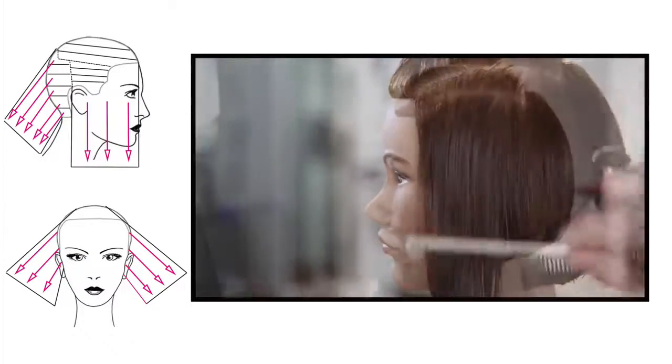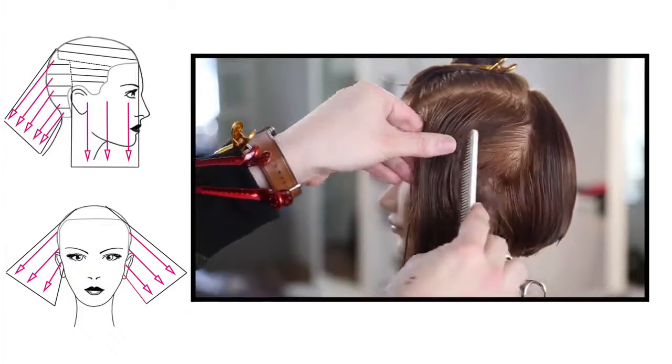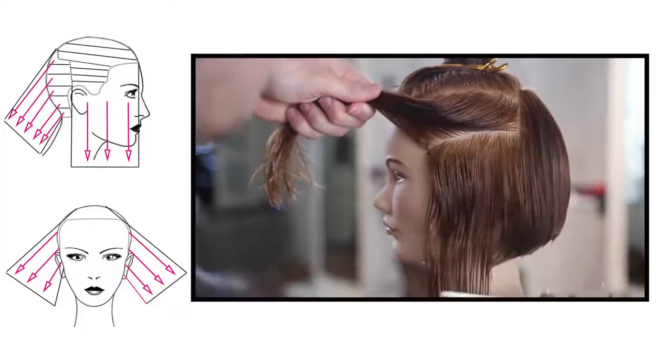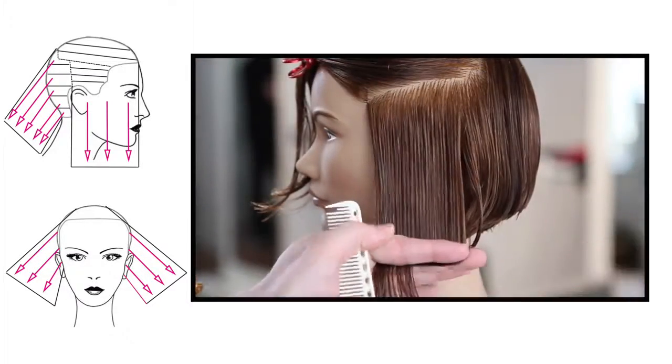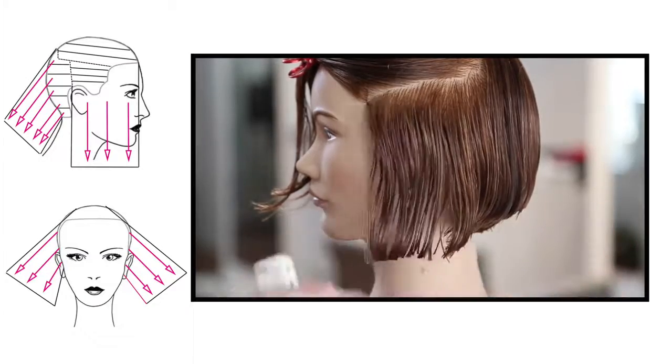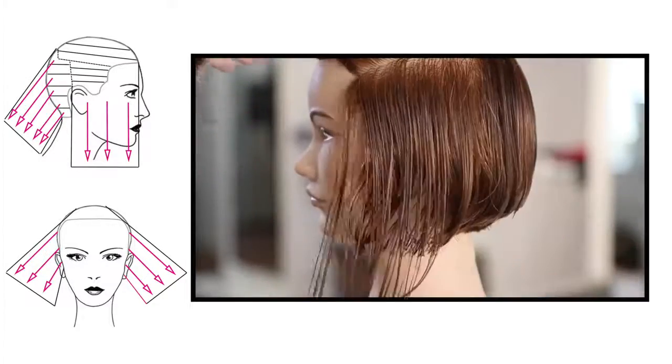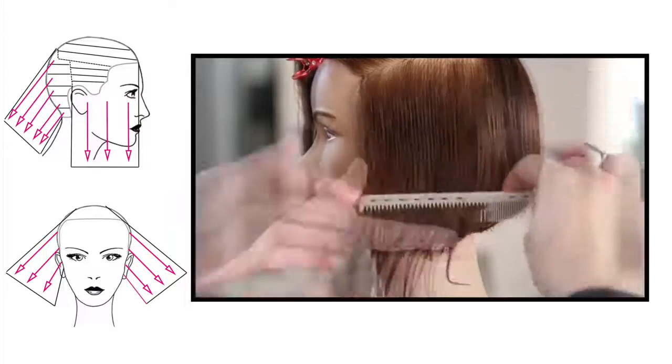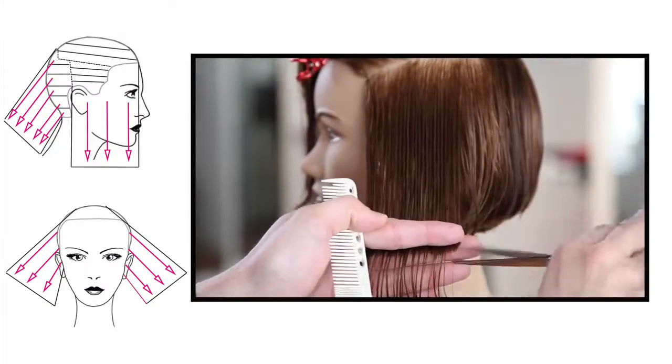So now we're going to start working in the temple area. I'm going to take, again, pretty much 1/2 inch. We're going to start off, this is an inch wide section. Working that baseline, I want to follow right along the chin. So I'm just taking horizontal sections, slightly elevating it at this point.